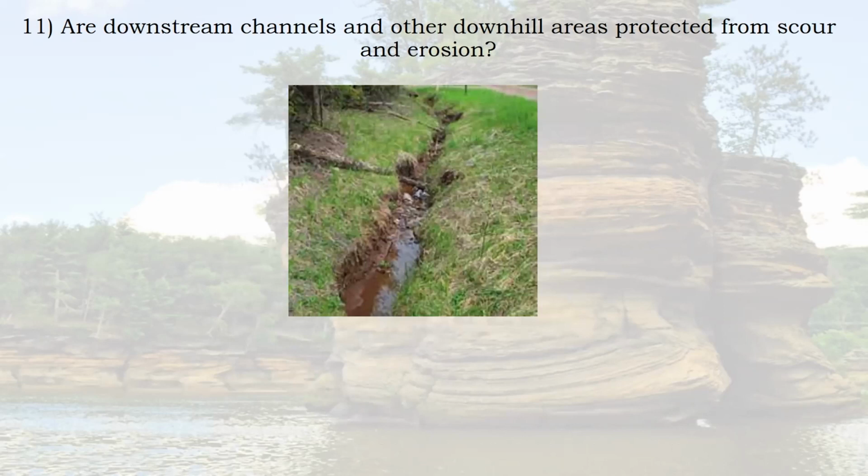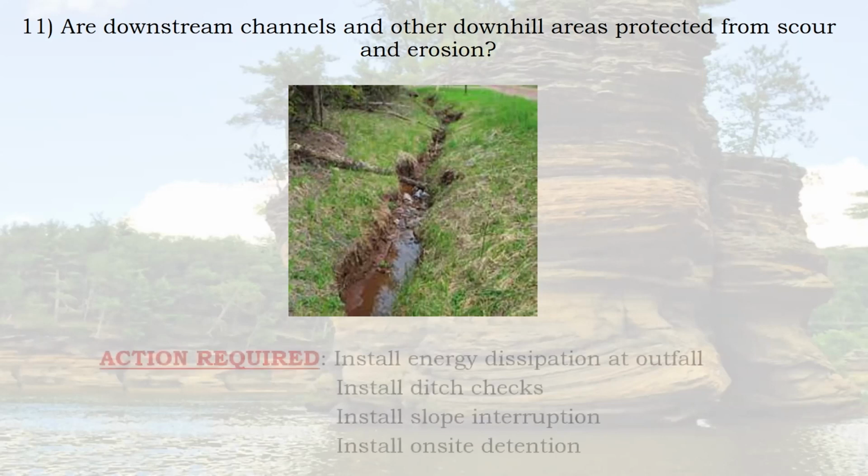11 is if all downstream channels from the project have any scouring or erosion. So this would be a perfect example of what scouring will look like in a ditch line. You can see that the runoff is basically taking this really narrow path and eroding out all of the sediment in that area. This can be dangerous if it's on the side of the road as well, because if you have this deep of scouring, it can basically get rid of the integrity of the road too. You could have washouts easier as well.